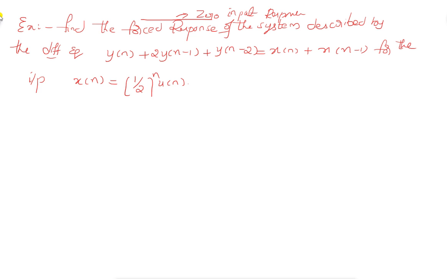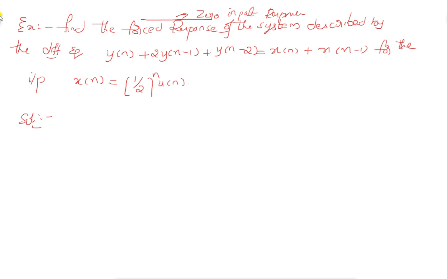In the previous video we also discussed that to find the natural response, the question is also asked as find the natural response or zero input response. For this question, find the forced response or the zero input response. Now see how to solve it. It's the same procedure: we need to obtain the homogeneous equation just as we do in the natural response.